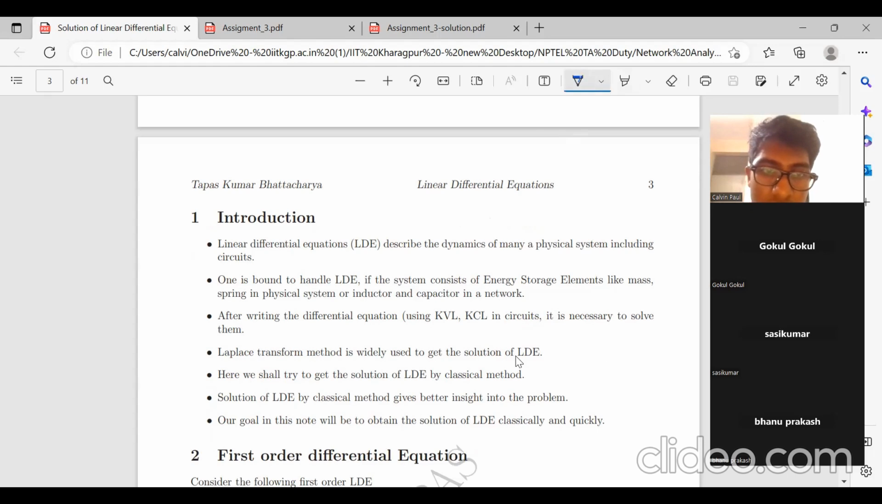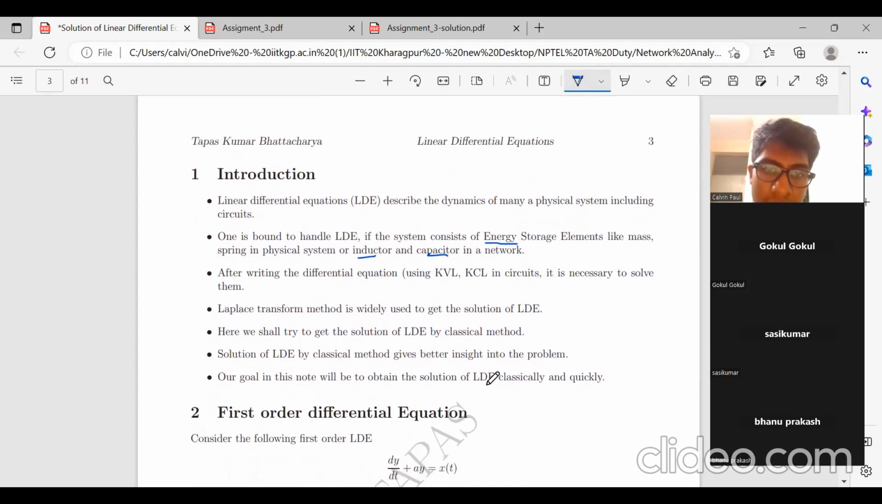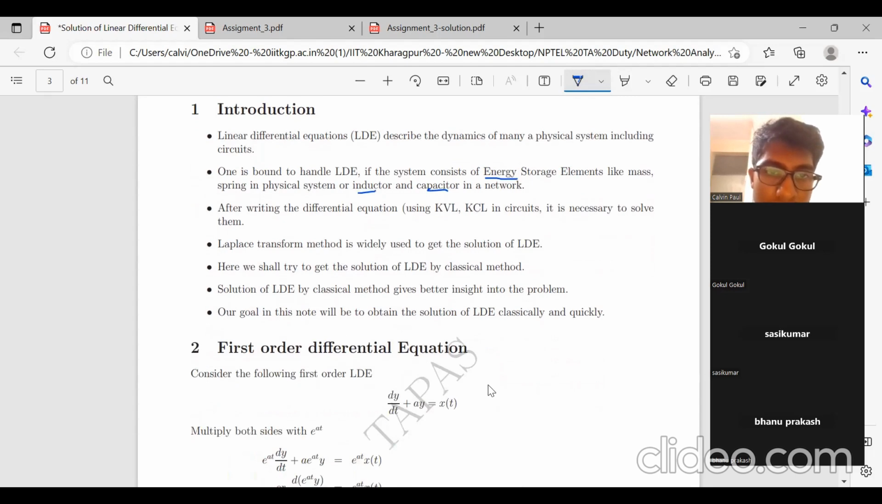As I told you, the inductor and capacitor in a network store energy. Because they are storing energy, differential equations are formed in the circuit. Now we will try using the classical method for solving differential equations. We want to try the old-fashioned method as well as learn how to do it quickly.